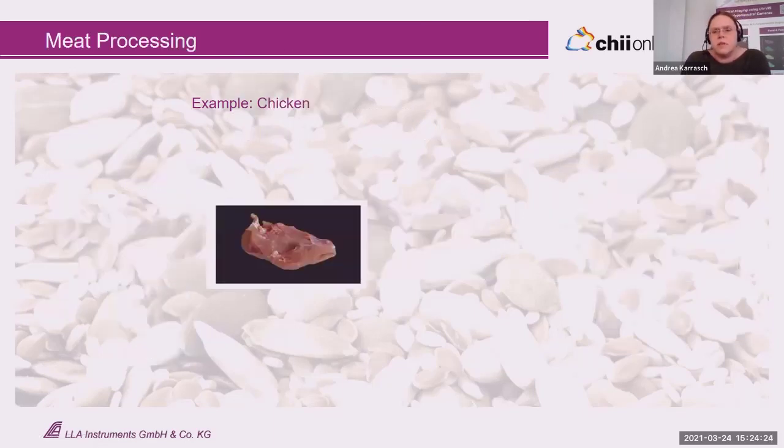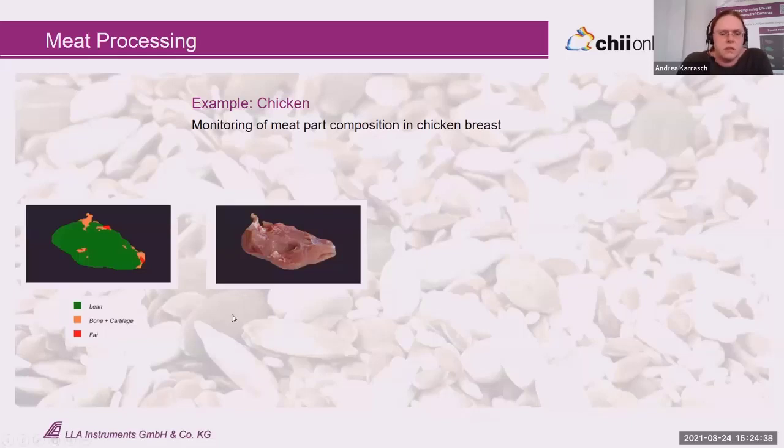As a last example, I want to show you something in the meat processing industry. This is an image of a chicken breast. And within this chicken breast, you can define different parts of interest. For example, you can define the lean parts of the chicken breast. You can define parts where there's bone and cartilage or a high amount of fat.